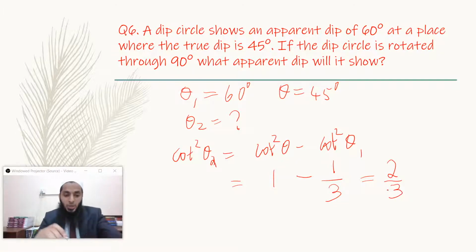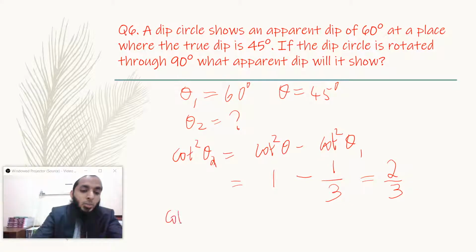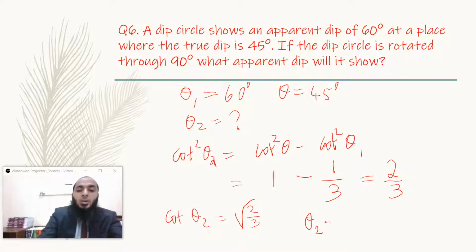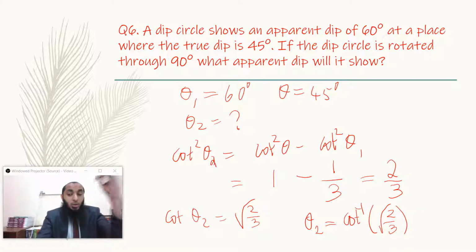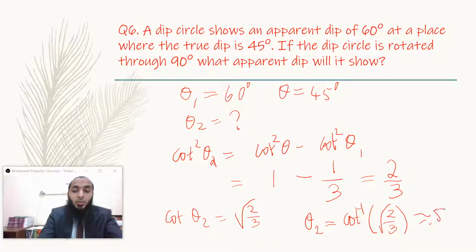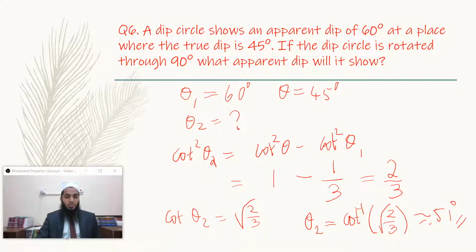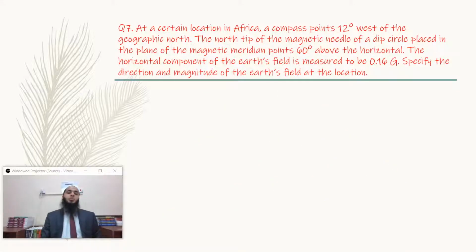But that is cot square theta 2. So cot theta 2 will be what? Cot theta 2 will be root of 2 by 3. So theta 2 will be cot inverse of this, and we can write it like that, cot inverse of root 2 by 3. And if you calculate it, you will get approximately 51 degrees. So that was question number 6. Let's move on to the next question.